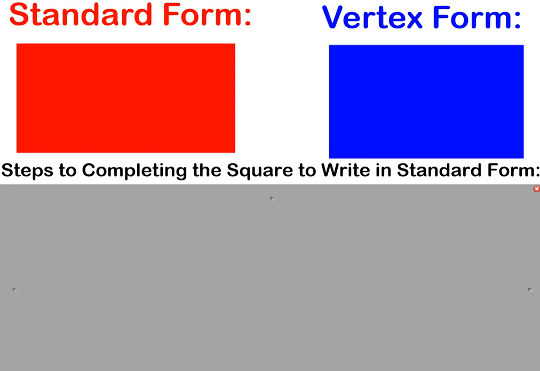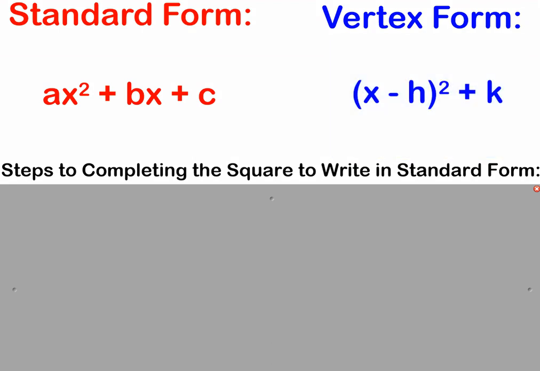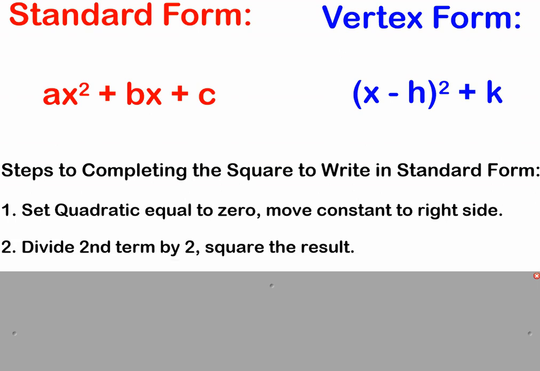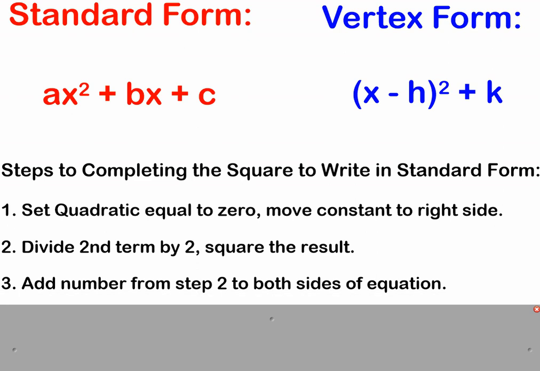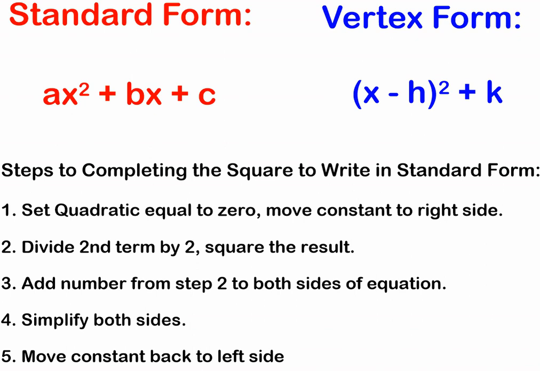Here we go. Let's remind ourselves, we're used to seeing quadratics in standard form, ax squared plus bx plus c. We're making sure they're in vertex form, x minus h squared plus k. If we remember the steps from yesterday, completing the square: we set the quadratic equal to 0, move the constant to the right side, divide the second term by 2, square the result, add the number from step 2 to both sides of the equation, simplify both sides, and move the constant back over to the left side. That will take you from standard form to vertex form.